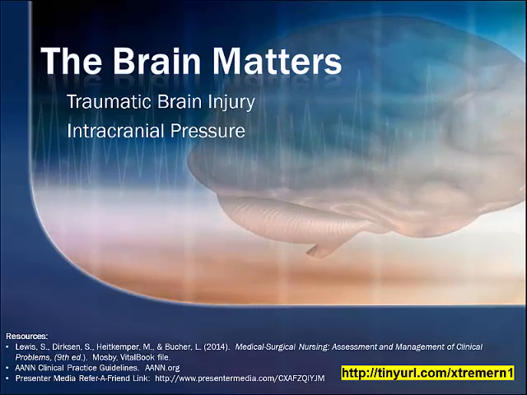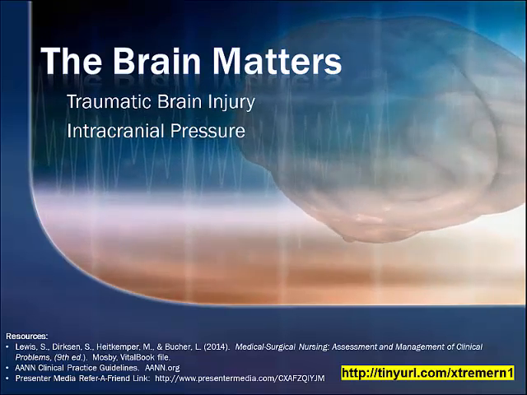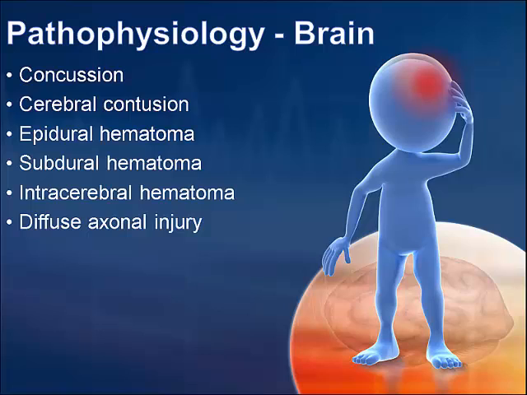The brain matters: traumatic brain injury and intracranial pressure. Pathophysiology for the brain. A concussion is a sudden blow or a jarring that shakes the brain in the skull. Cerebral contusion is a bruise to the brain that occurs with swelling. A coup and contre-coup injury can cause a cerebral contusion. The coup is the site of the injury, and the contre-coup is the opposite side of the injury.